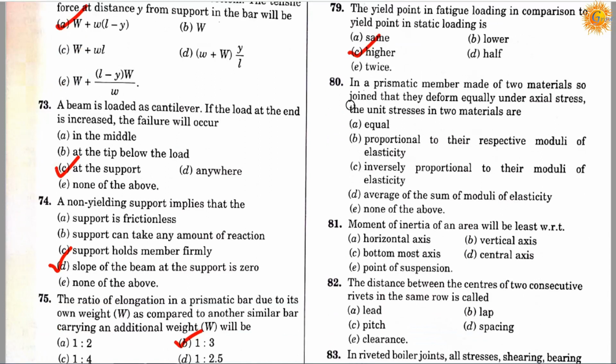Question number 80. In a prismatic member made of two materials so joined that they deform equally under axial stress, the unit stress in two materials are option A equal, option B is proportional to their respective moduli of elasticity, option C is inversely proportional to their moduli of elasticity. Option D is average of the sum of moduli of elasticity. Option E is none of the above. Correct answer is B. It will be proportional to their respective moduli of elasticity.